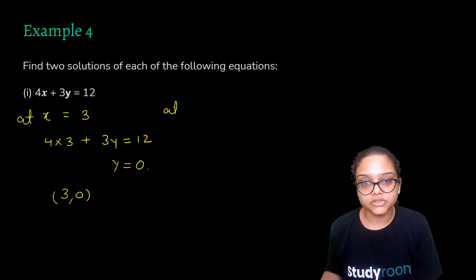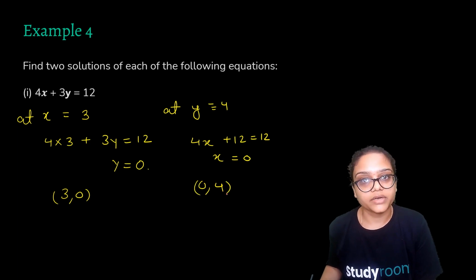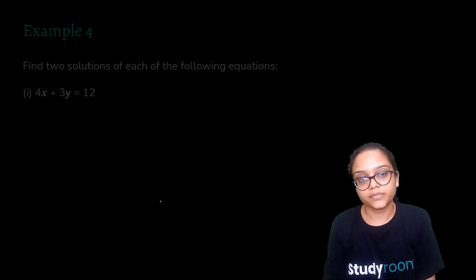Now suppose I change it to y equals 4. So it will be 4x plus 12 equals 12. So x would be 0. So we can say that it's 0, 4. First we write x, then we write y. So these are the 2 solutions.